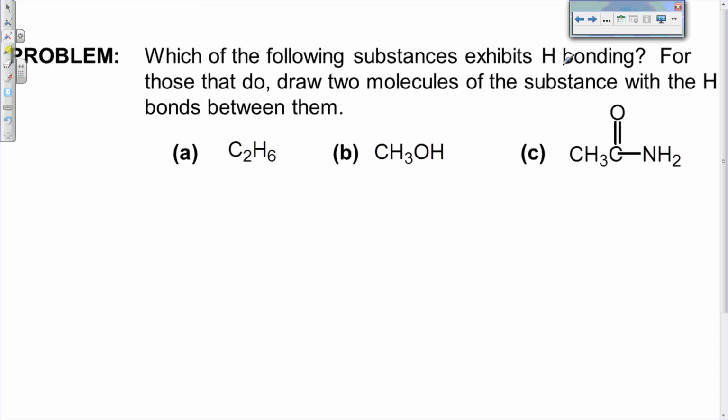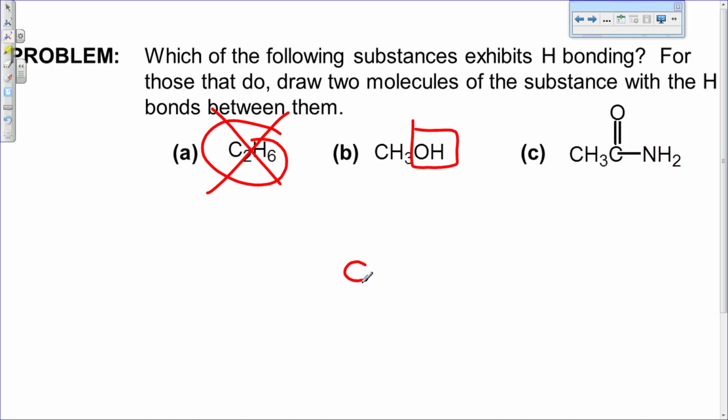If we look here, which of the following substances exhibits hydrogen bonding? For those that do, draw the molecules with the H bonds between them. Right here, there's no FON in this molecule. It lacks fluorine, oxygen, or nitrogen, therefore it cannot have any hydrogen bonding. If you look right here, I zoom in, I see the O and the H, which means structurally those 2 are bonded together. What is this going to look like? It's going to have a C with 3 H's.